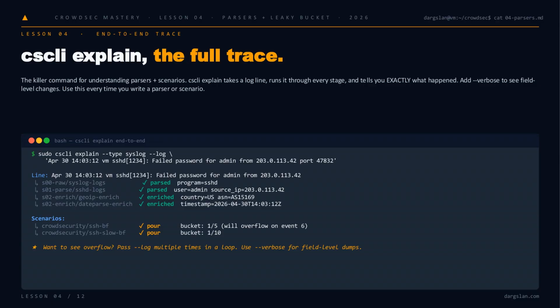Add verbose for field-level diffs. Run this every single time you write a parser or scenario. It's the difference between guessing and knowing.